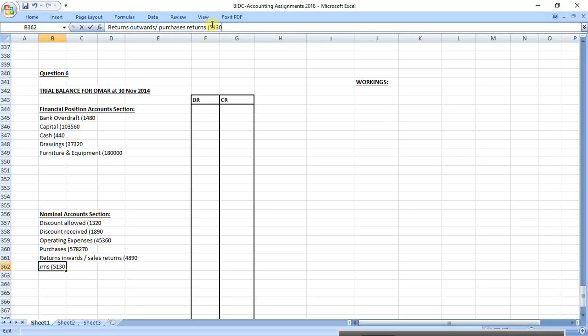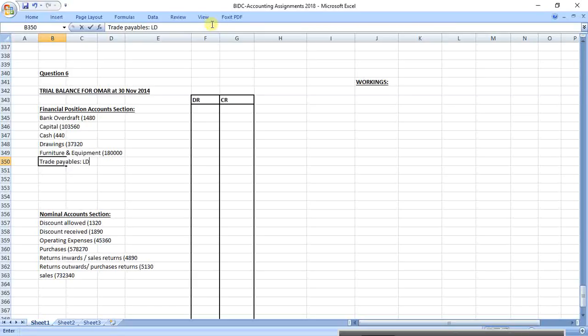5130. Perfect. Okay, then sales is an income. 732,340. Okay. Trade payables. All right, you've got a few different ones, so we need to put them in separately, just to keep it specific to the question. Trade payables. Who's the first person?